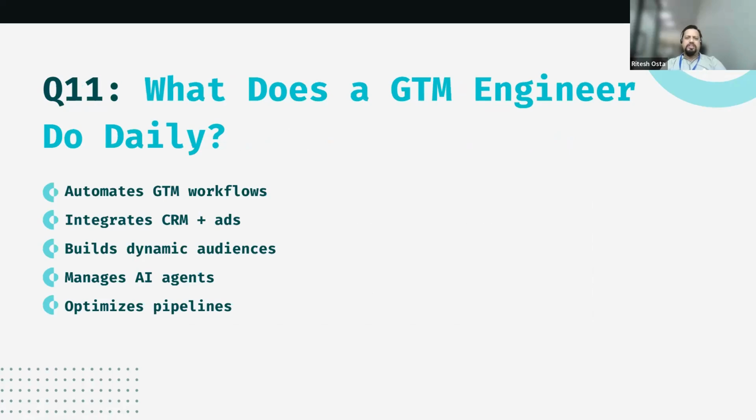What does a GTM engineer do daily? That's a good question, actually. Nobody seems to have a clear answer for that, right? Are they only supposed to send outreach email with personalization? Are they supposed to just create AI agents? Are they supposed to just create workflows? I think they are supposed to do a lot of it.